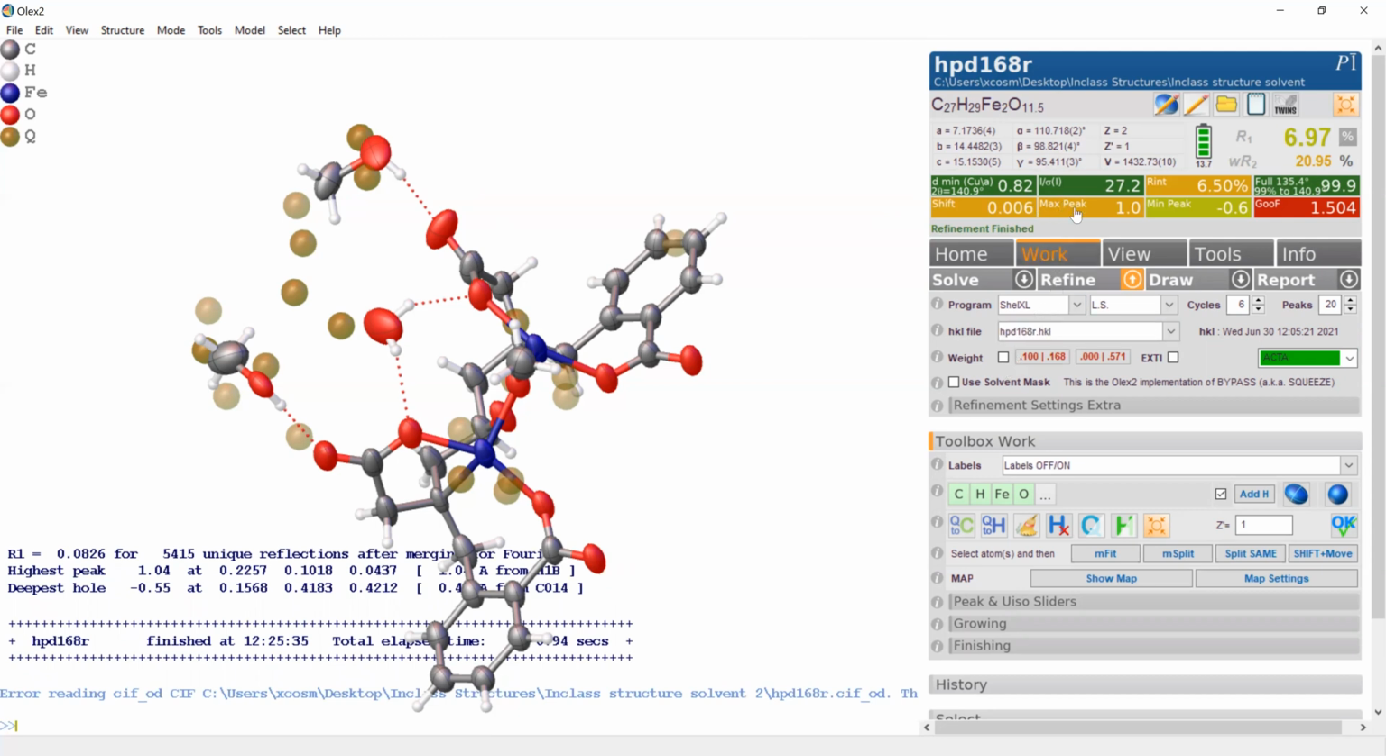And so we still have this heavy peak here. This may, when we do a check CIF, cause an issue. If it does, we'll resolve it at that point.